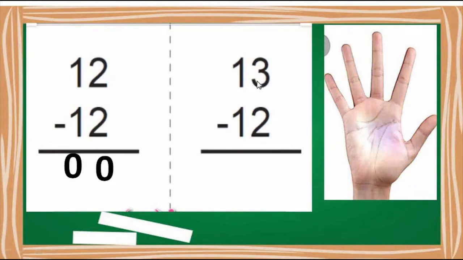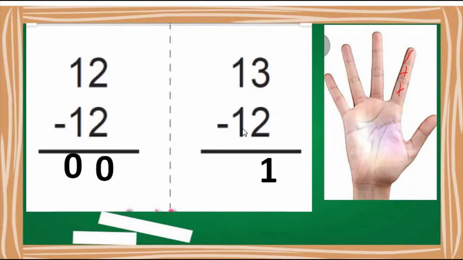Move on to the next sum, which is 13 minus 12. So, first of all, count the ones column, which is 3 minus 2. Now, look at your hand and count your 3 fingertips. 1, 2 and 3. Cross out 2 out of that, 1 and 2. See how many fingertips are remaining there? There remains only 1 fingertip. So, we can say that 3 minus 2 is equal to 1.